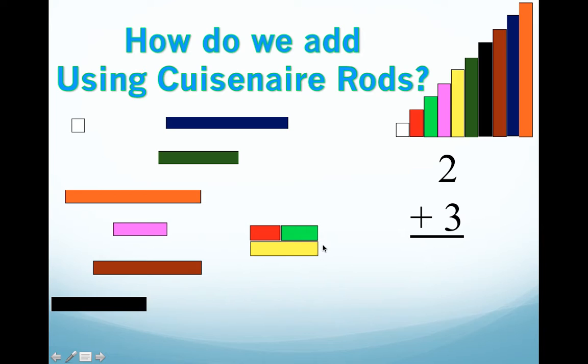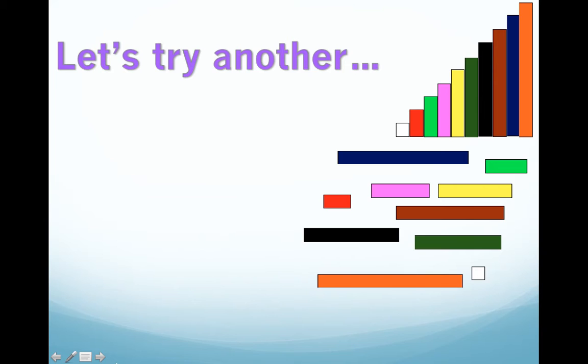And if you notice, when you place the rods side by side in this way, it creates an equal sign. So the answer to our question of 2 plus 3 is equal to 5. And remember that 2 plus 3 equals 5 can also be written in this way. Both of these statements are correct. They're just two different ways of writing it, and they both can be represented in the same way using this Cuisenaire rod setup. So let's try another example.